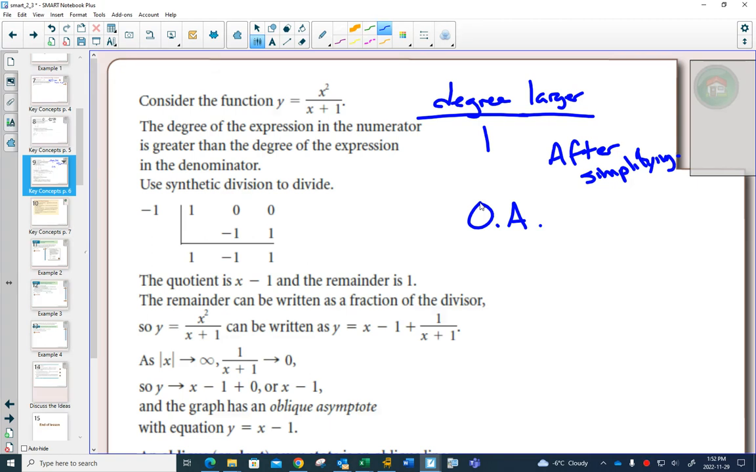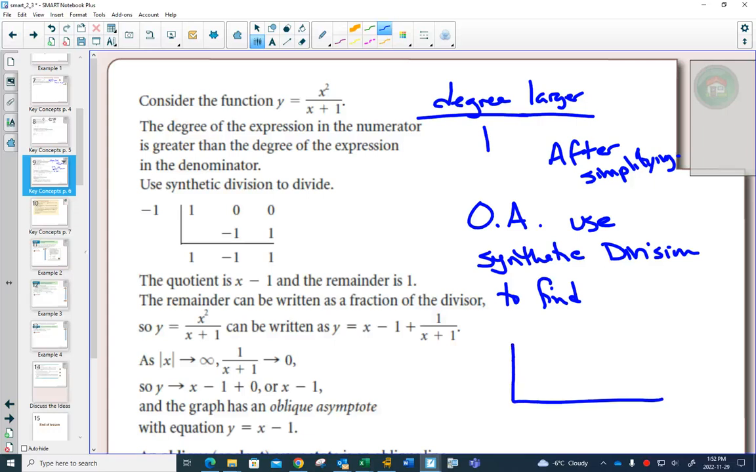And to find it, this is perfect because you have this on your test tomorrow. Use synthetic division to find it. So how does that work? Well, you actually do x squared divided by x plus 1. With synthetic division, x squared would be 1, 0, and 0, right? I have to add zeros because there's no x's and there's no 1s. And if you were dividing by x plus 1, you would put a minus 1 out front.